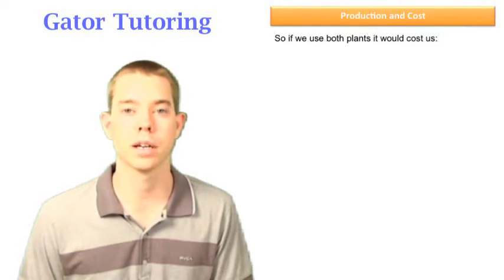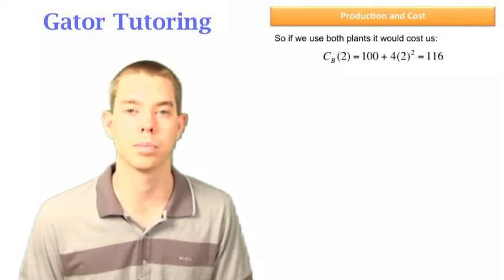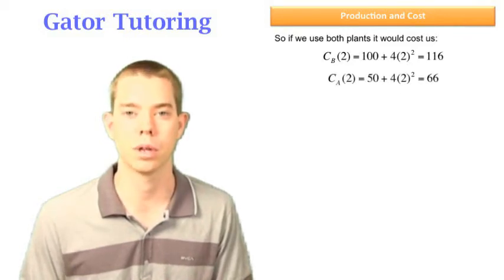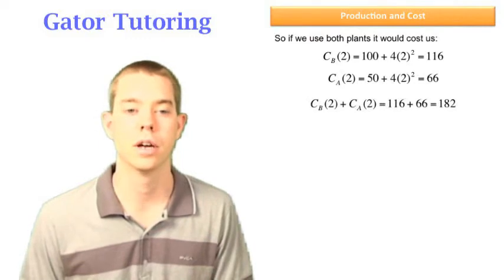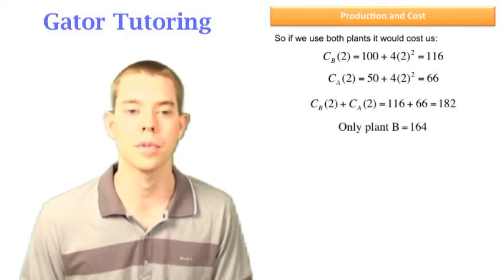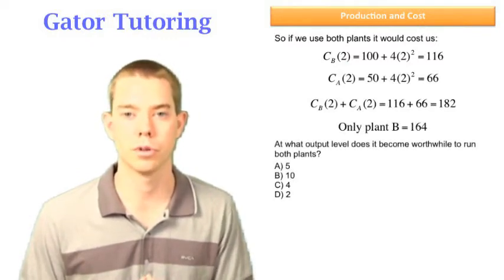So if we use both plants, we plug in 2 to plant B's total cost function to get 116. We plug in 2 to plant A's total cost function to get 66. We add those two together, and we see that if we use both plants, it will cost us 182. Well, only in plant B costs us 164, so we're going to only produce in plant B.